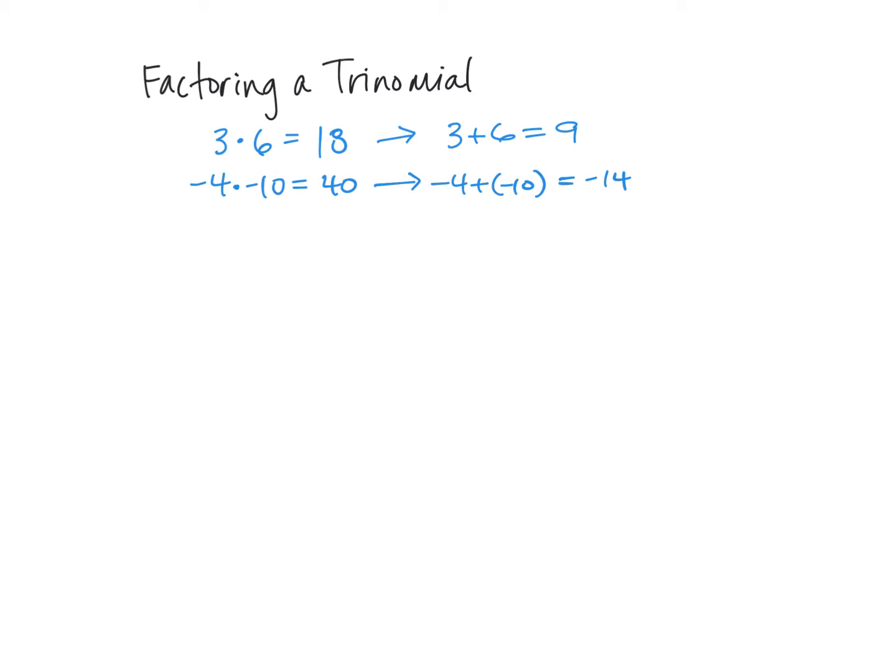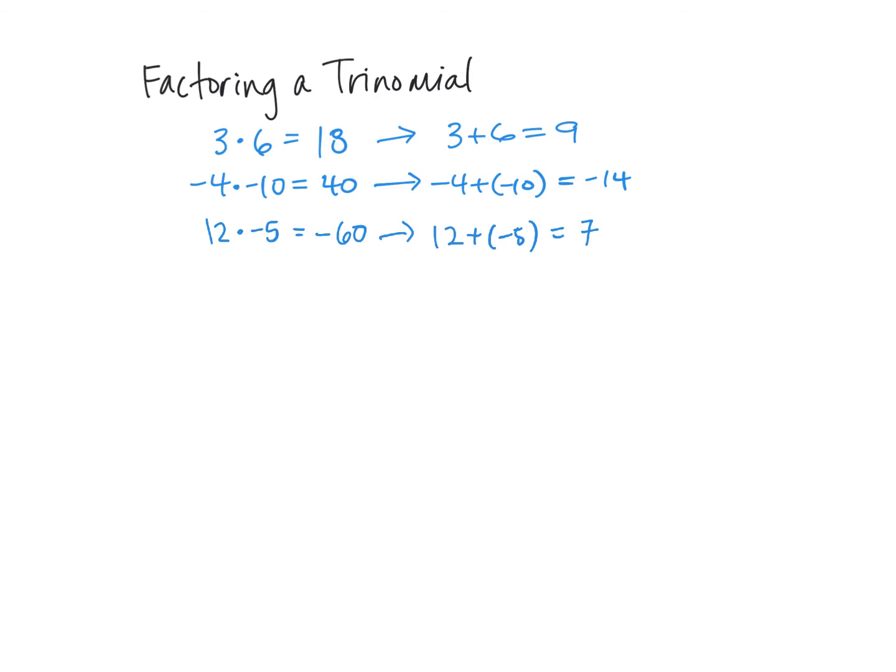Let's do another pair of numbers. This time, let's multiply 12 times negative 5. If I take positive 12 times a negative 5, positive times negative is negative, and otherwise 12 times 5 is 60. And if I add those two numbers together, 12 plus a negative 5, or really 12 minus 5, is a positive 7.